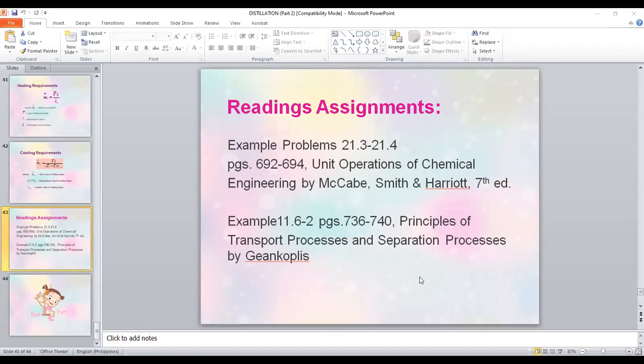As for Jan Kuplis, I said you read example 11.6. However, these examples do not illustrate the use of the trial and error procedure of finding the alpha. Specifically, the example that discusses the ways of finding the alpha by trial and error is 11.7-3 of Jan Kuplis. In the case of McCabe, it is in the multi-component distillation topic.